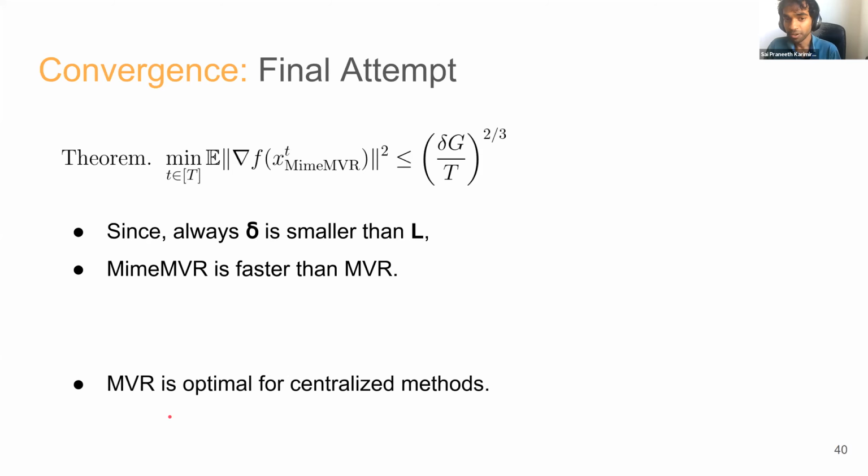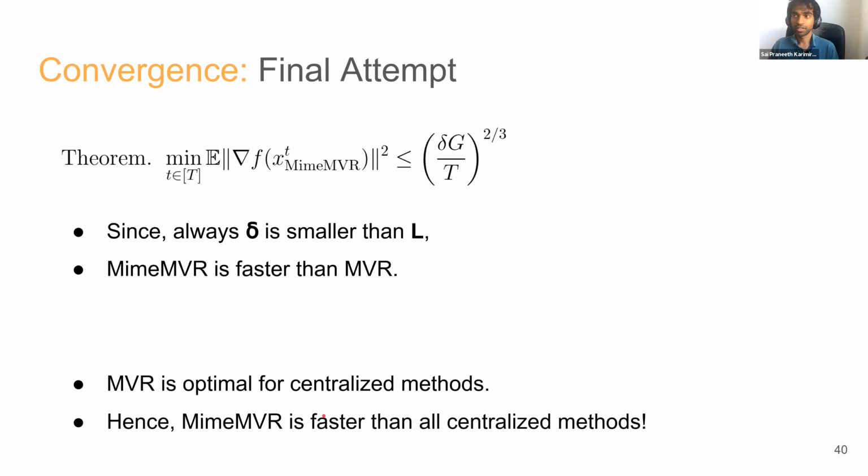But also, this momentum-based variance reduction algorithm is actually optimal for centralized methods. There are some lower bounds which show that you cannot really do better than momentum-based variance reduction for centralized methods. And because MIME MBR is faster than this, it's really faster than all centralized methods. You cannot hope to obtain this rate by any centralized method. The only way to get this rate is to do multiple local steps.